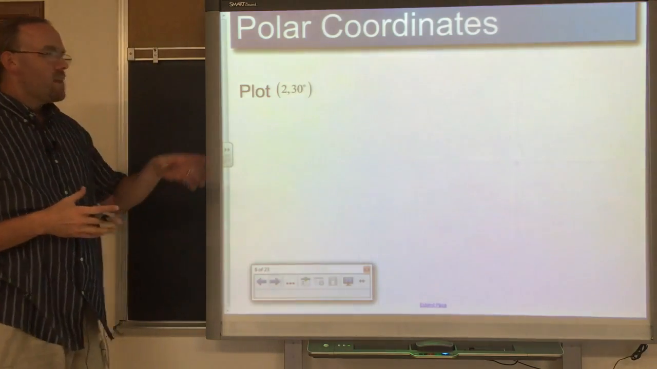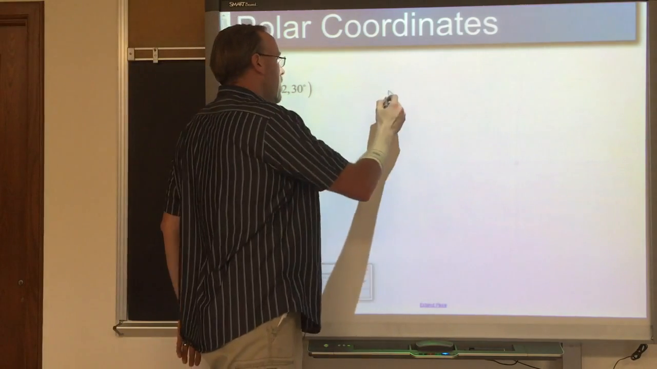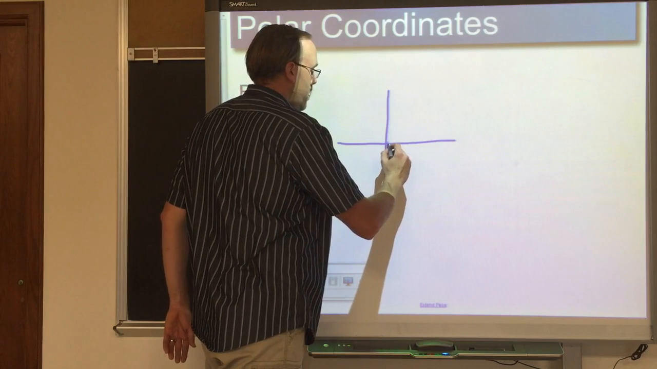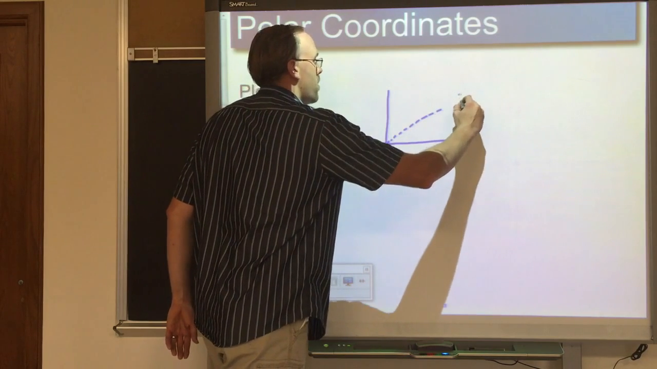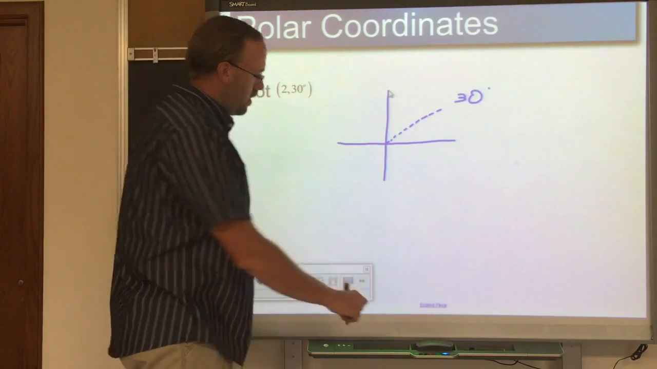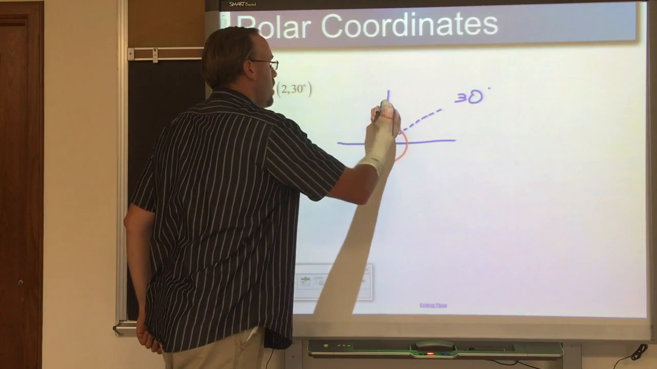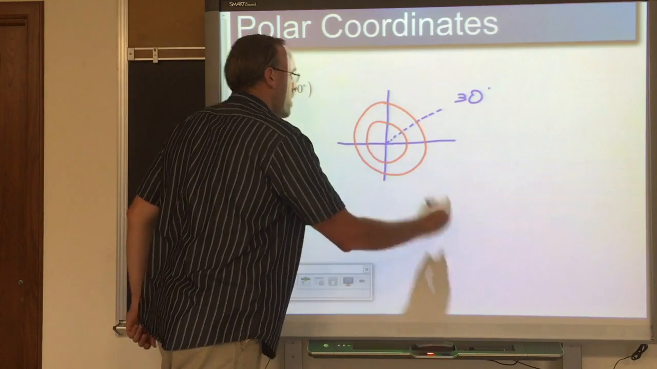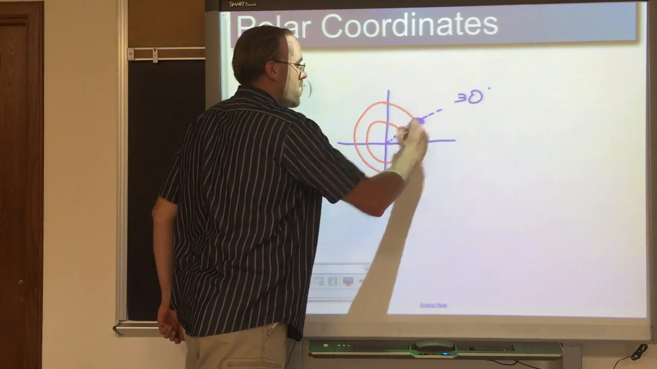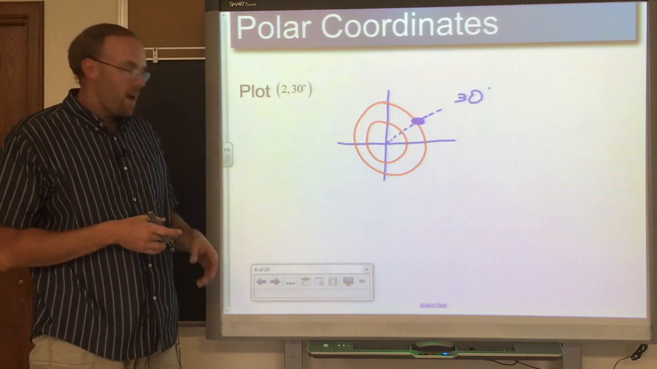All right, now let's do this without a grid. 2, 30 degrees. All right, well, 30 degrees is roughly that. And if I create concentric circles, I'll let that be 1 and let that be 2. So my point would be right there, at 30 degrees, 2 units away.